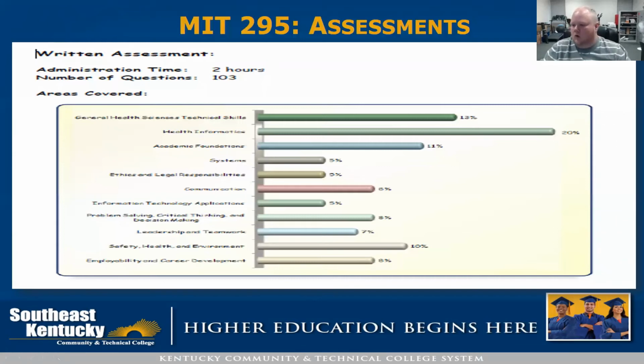And I know that's a little hard to read, but the written assessment of the NOCTI exam is 2 hours, and they have 103 questions. So they're asked things from academic foundations to systems to ethics and legal responsibility, communication, information technology applications, and so forth. Also critical thinking, decision making, employability, and career development.